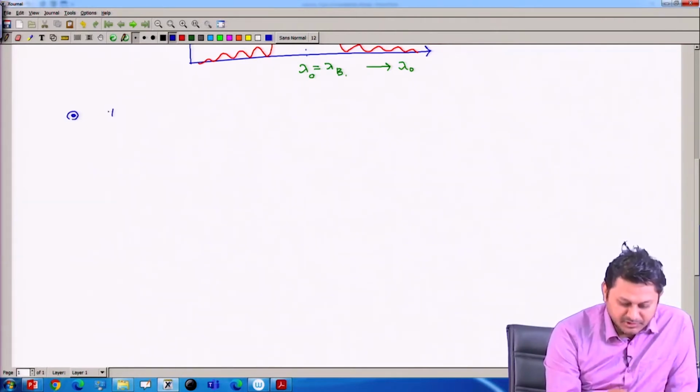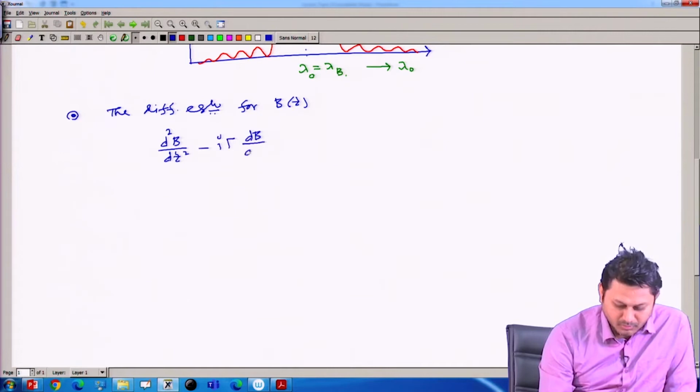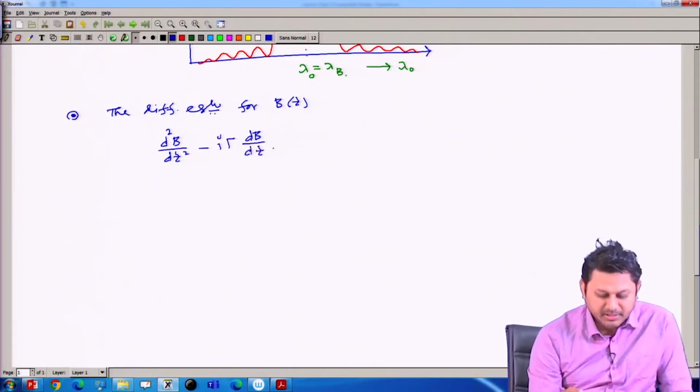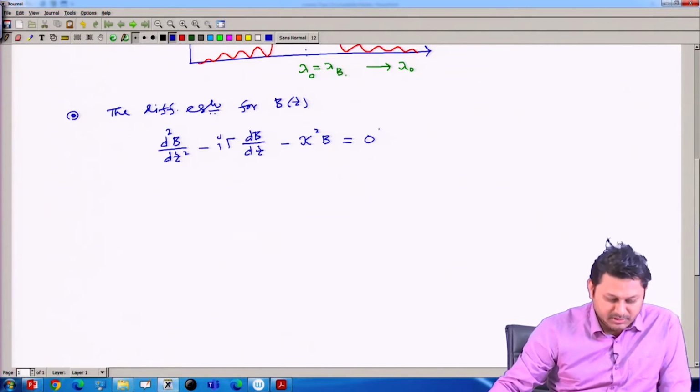So, the differential equation, let me once again write the differential equation for B, which is a function of z, as this. That was the first differential equation we took and solved, and put some condition to find out what the reflectivity is. So, here we are going to do the same thing. Minus kappa square B equal to 0, that was the differential equation.